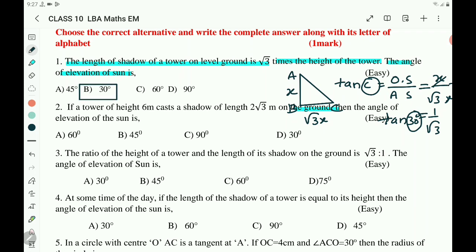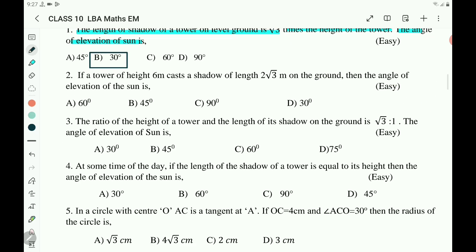And you can solve it directly also. You know that x by root 3 x is 1 by root 3. And tan 30 is 1 by root 3. That also you can use here. Directly you can find out the angle C.